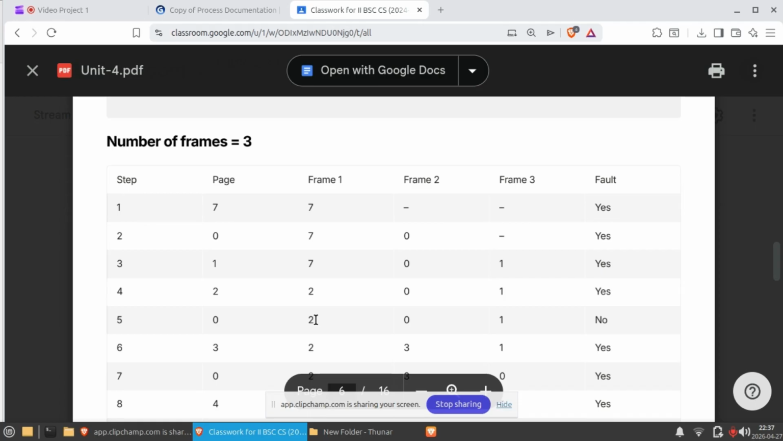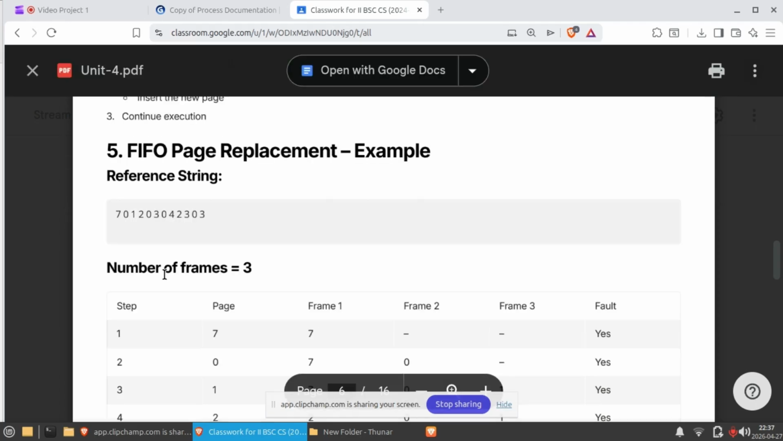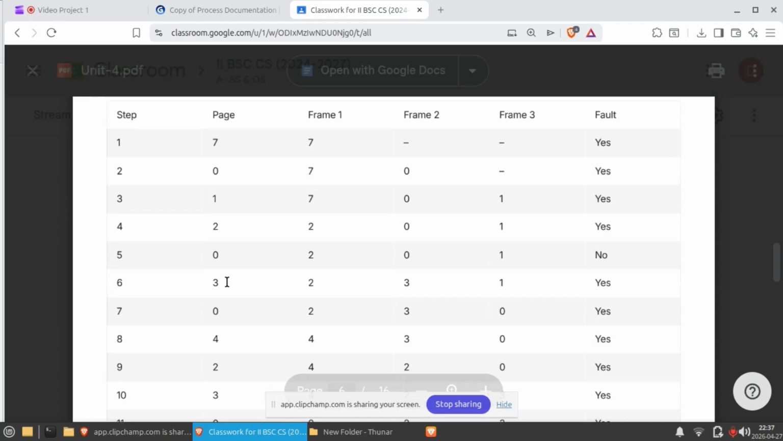Then three, the third page. So two, three, the second frame is occupied, one is also here, and zero, no change, already there. Sorry, here zero is already removed, right? Two, three, then zero, and frame three is occupied. This is how page replacement works.